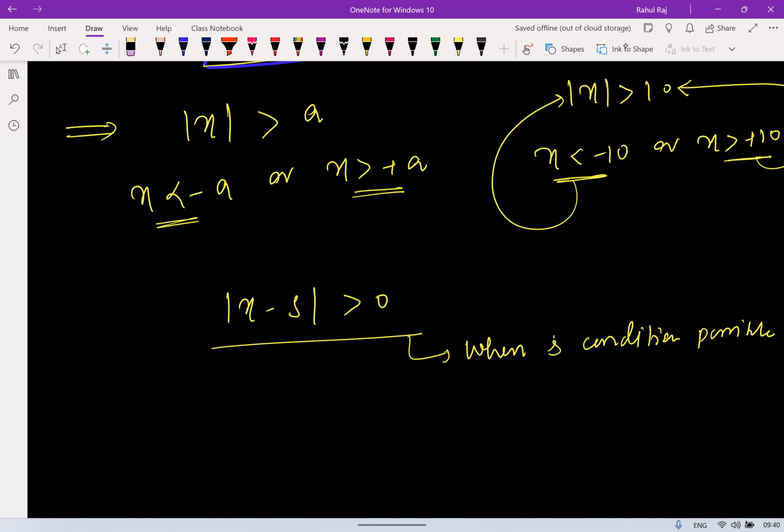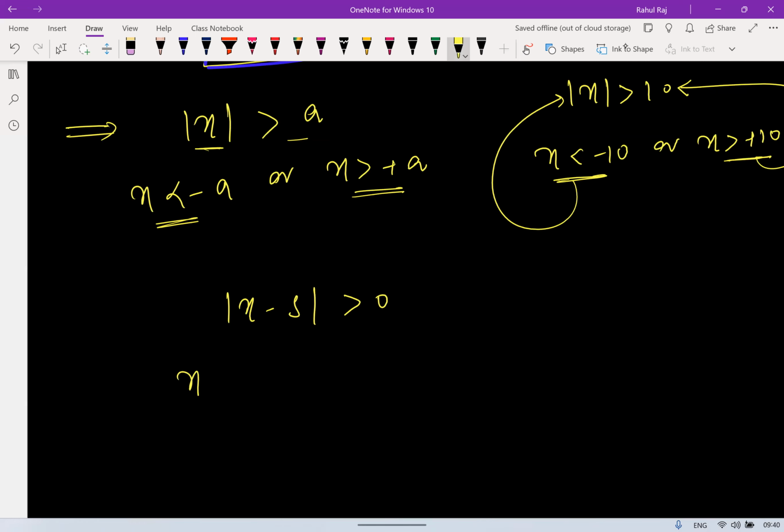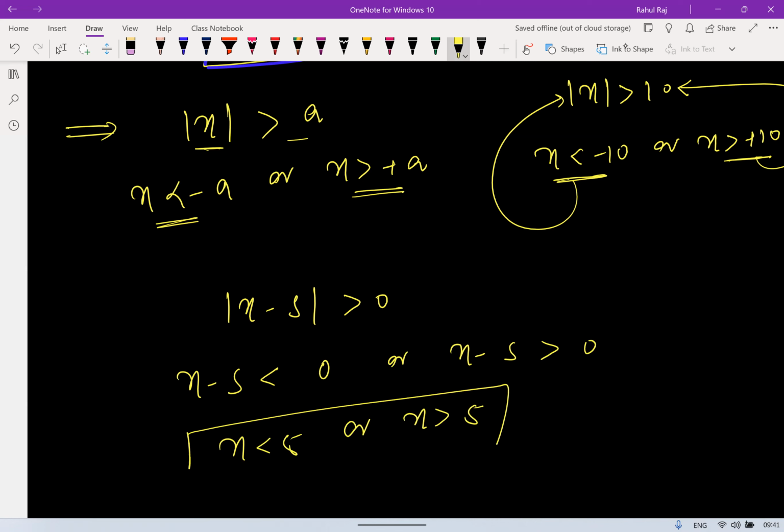Imagine you don't understand anything, Alexa. You just know mod x greater than a means x less than negative a or x greater than positive a. So can I say x minus 5 is less than -0, which is nothing but 0, or x minus 5 is greater than 0? Can I say x is less than 5 or x is greater than 5? What does this mean, Alexa?